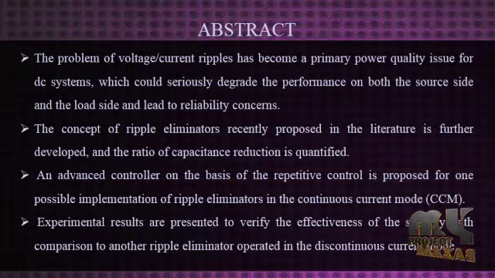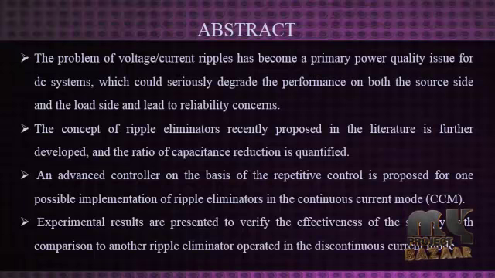The problem of voltage and current ripples has become a primary power quality issue for the system, which could seriously degrade the performance on both the source side and the load side, and lead to reliability concerns. In this proposed design, a single phase pulse width modulation controlled rectifier is taken as an example to investigate how active control strategies can improve the power quality of DC systems, reduce voltage ripples, and at the same time reduce the usage of electrolyte capacitors.